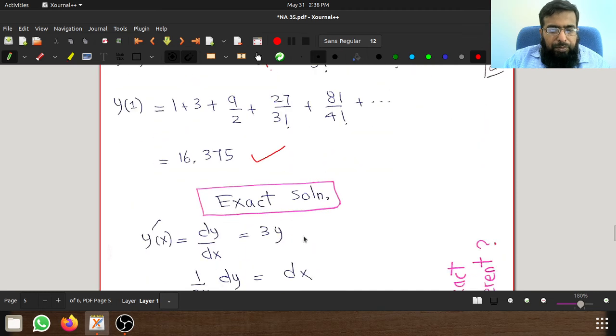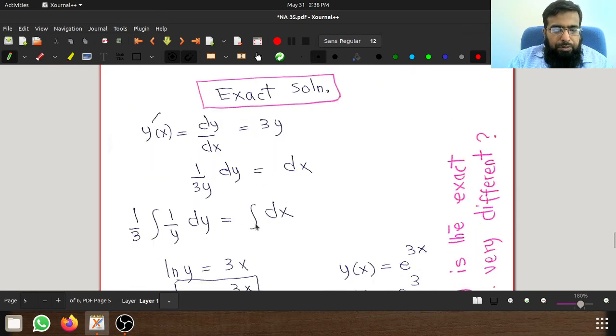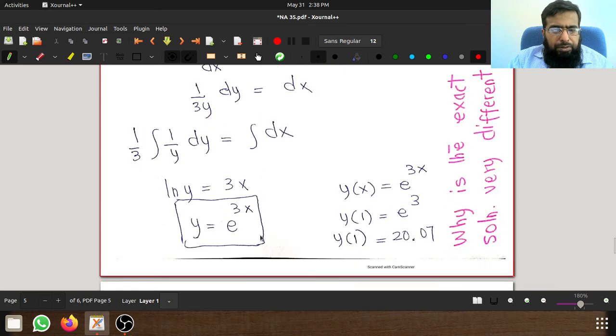But if you use the exact solution, y prime of x is given to be 3y. So 1 over y dy is 3 dx. If we integrate here, this becomes log of y is 3x plus some constant c, and since y of 0 is 1, therefore c is 0. We can prove that c is 0 because y of 0 is 1. So y is e to the 3x. So y of x is e to the 3x, then y of 1 is 20.07. So here the answer is 20.07.